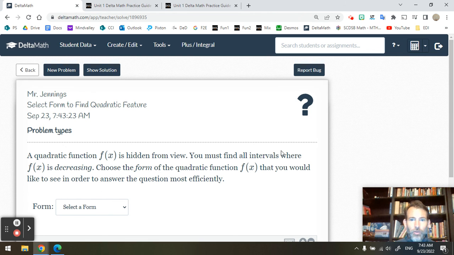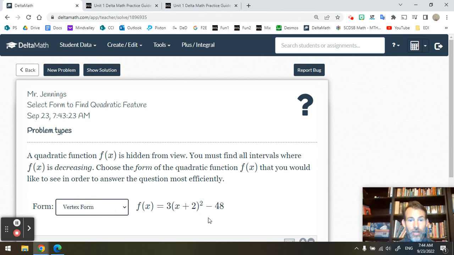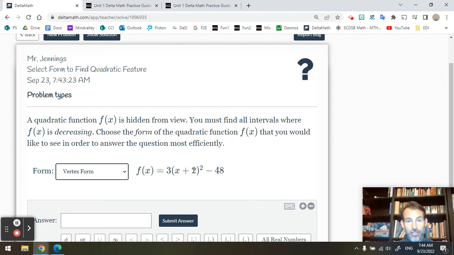Why? We want to find the domains where the value of f of x is going down. It's going to be going up on one side of the vertex and going down on the other side of the vertex, no matter whether it's opening upwards or downwards. Visually, this should make sense. Decreasing means as x increases, y decreases. Vertex form is going to help us do that. So now we see that, and we remember this is a sign flipper. All intervals where f of x is decreasing. Well, this is a problem that opens upwards.